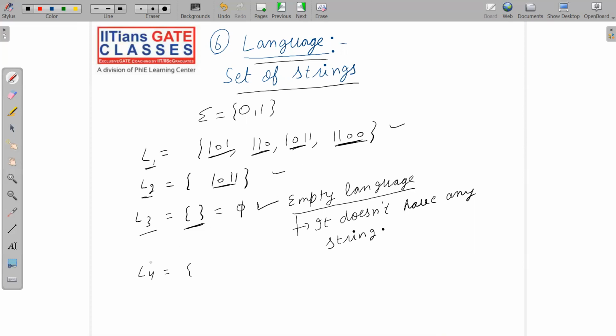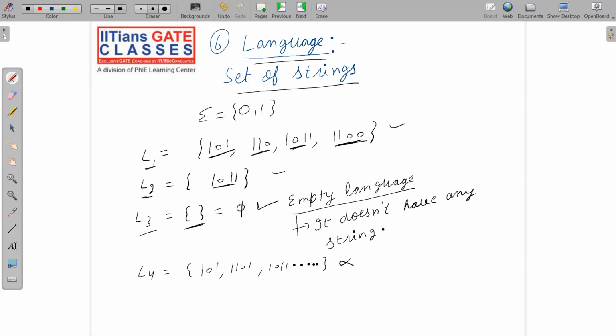I can say like this also. So we can have infinite languages also. So give me some example of infinite languages. For example, obviously I cannot write like this now: 101, then 110, then 101, dot. No, this is not the correct way to represent.